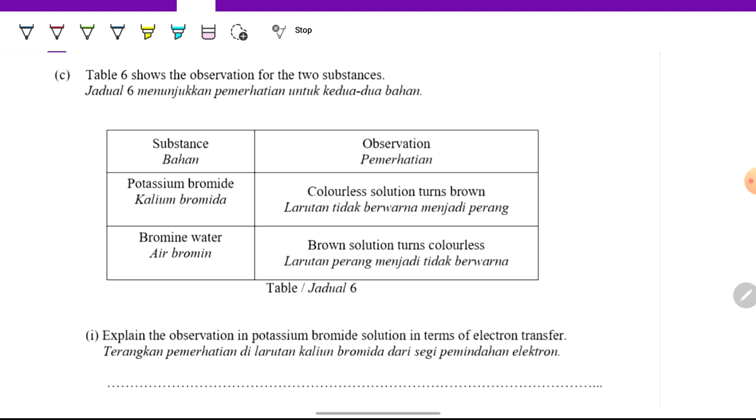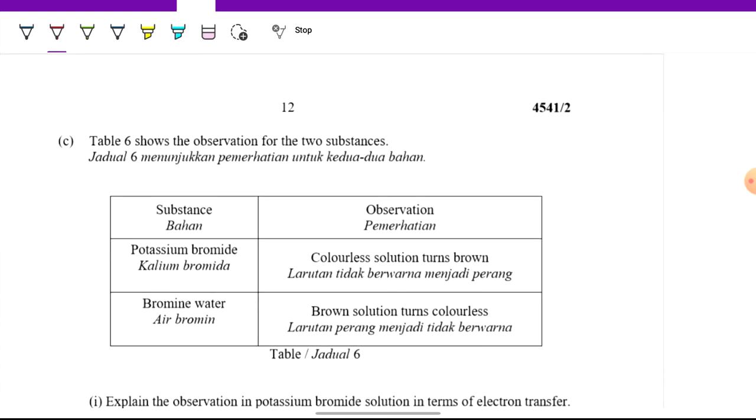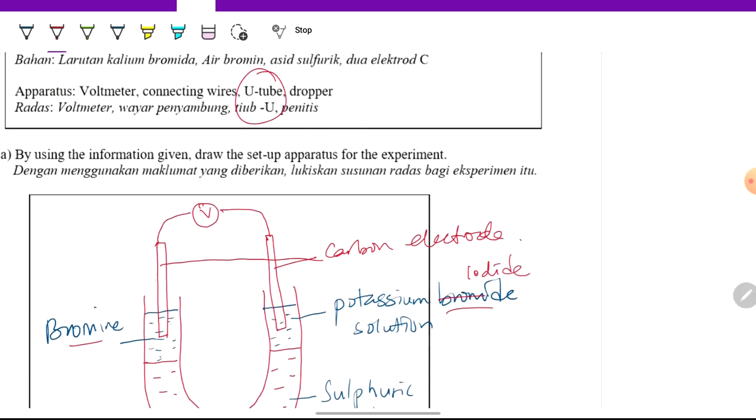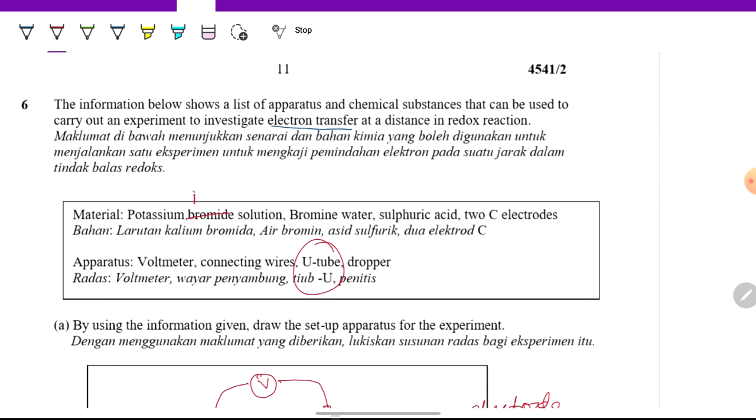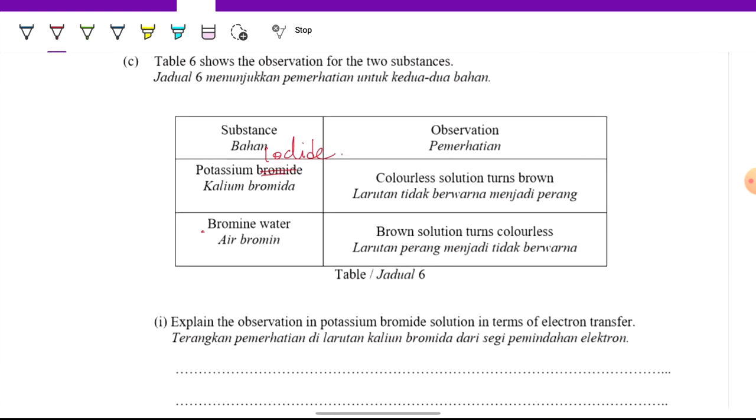So for this one, let's say we should change the question. Let's say here we put in the potassium iodide solution. So here, potassium iodide, so all need to be changed to iodide. Here, this one also, potassium iodide. So then it will be better. The colorless solution turns to brown, so bromine is able to displace the iodide, so it turns to iodine actually.